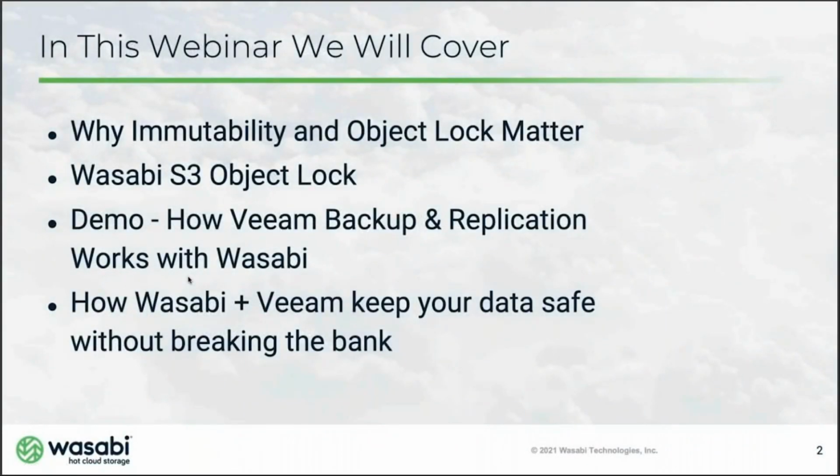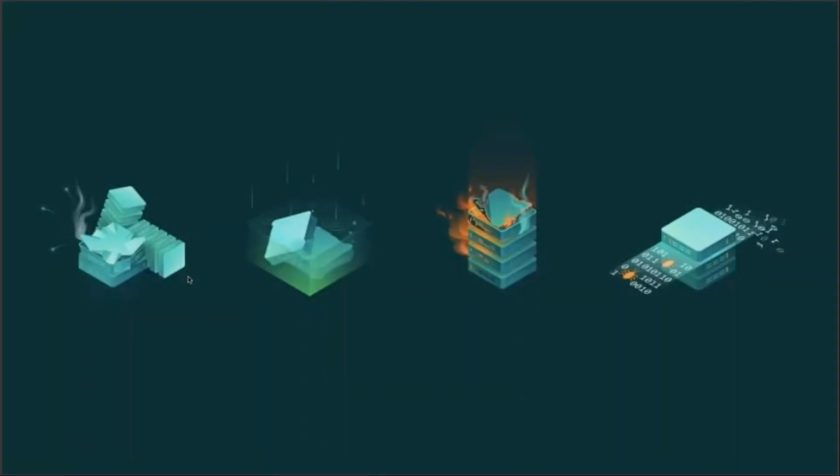So for today's webinar, we're going to cover why immutability and object lock matter. What does it mean to you and your business? We're going to specifically talk a bit about Wasabi's new S3 object lock implementation. We're going to give you a demo of that, and then we're going to talk about how Wasabi and Veeam together can keep your data safe without breaking the bank. So without further ado, here is Dustin Albertson from Veeam.